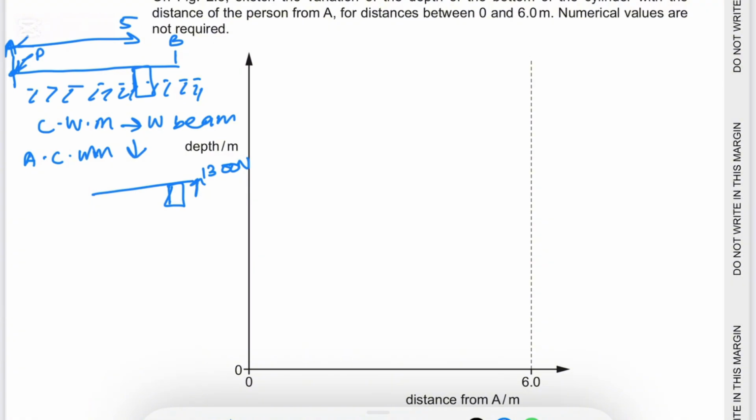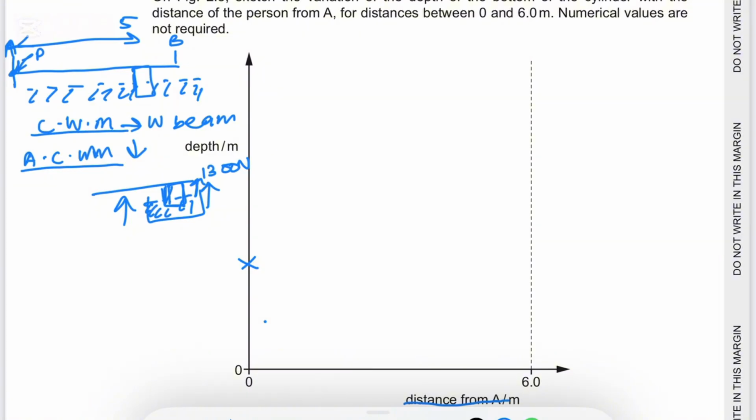What that means is, even when the person is at A, when his distance from A is 0, there is still some clockwise moment due to the weight of the beam. Therefore, there is still the need for anti-clockwise moment to maintain this beam in equilibrium, and that's why you will need some force from the bottom of the cylinder pushing it upwards to result in this anti-clockwise moment. And this force arises due to upthrust acting on the cylinder. That can only happen when at least some portion of the cylinder is submerged in water. Therefore, the depth must be a non-zero value. So let's mark that anywhere that's a non-zero value on the y-axis.